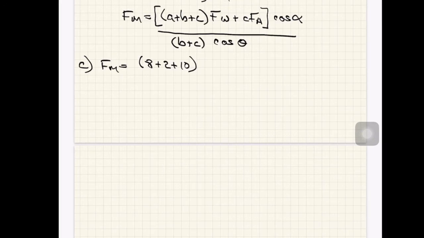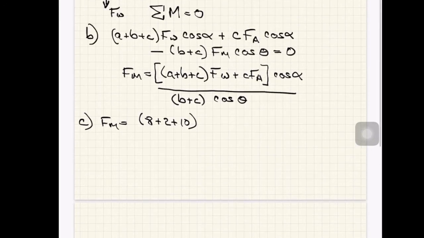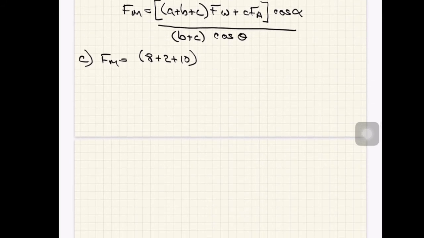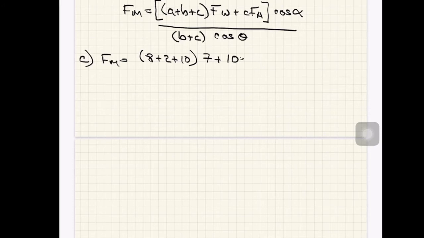And then we look and say Fw. Well, we can scroll up here again. Fw is 7. Let's check that. Okay, so that's times 7. And then we have the plus C, and C we know is 10. And then we have Fa, which we know is 15. So we have those numbers in place.